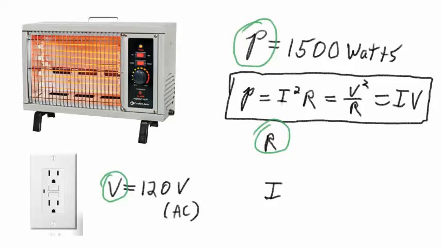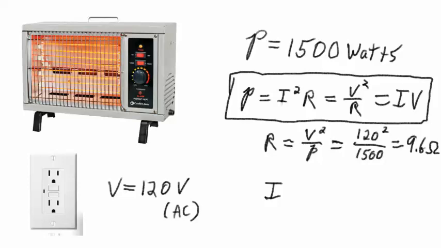To find the resistance, note that the three variables of interest are power, voltage, and resistance. So we'll use P equals V squared over R. That gets rearranged to solve for R equals V squared over P. We plug in 120 volts and 1500 watts to find that our 1500 watt space heater has an effective resistance of 9.6 ohms when it's running full blast.